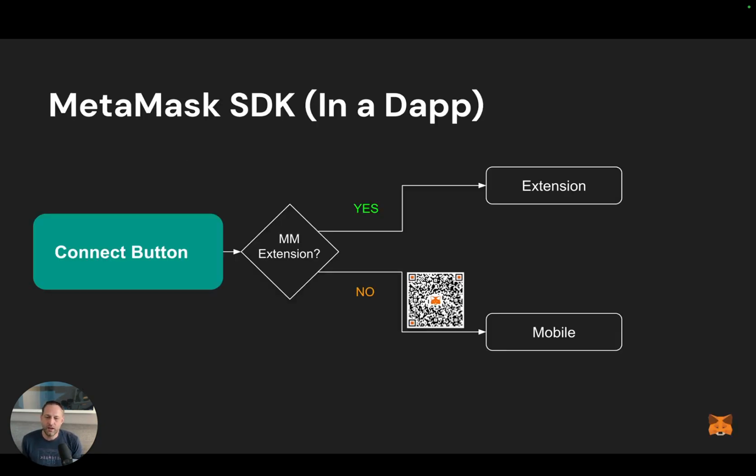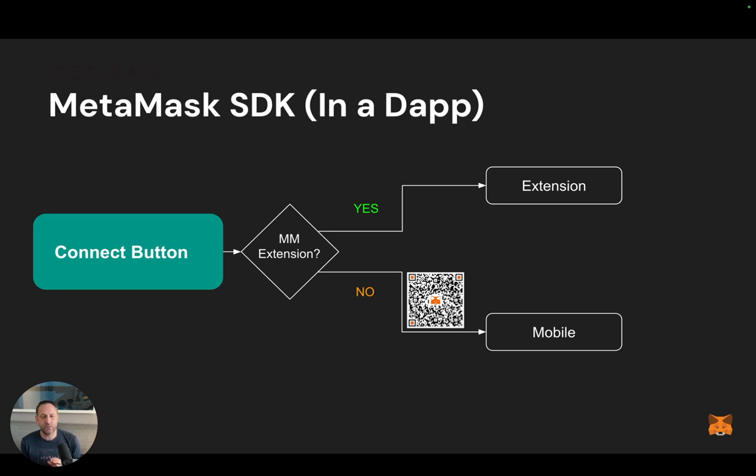All right, so the MetaMask SDK in a Dapp. What I'm showing you here is actually the way that the SDK used to work. If you are below 0.5.0, this is how it worked. Your connect button would determine whether or not you have a MetaMask extension, and if so, it would connect you to that extension. Otherwise, the SDK would realize that you did not have a MetaMask extension in your browser, and it would pop up a QR code. If you didn't have either of those, it would also give you the option to download MetaMask and install it.